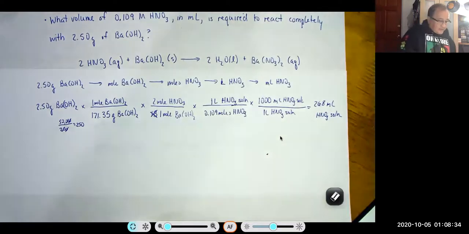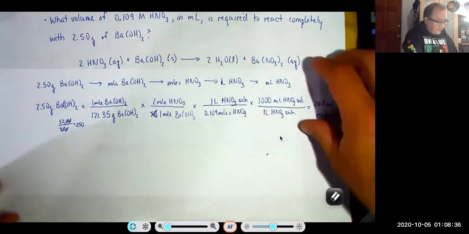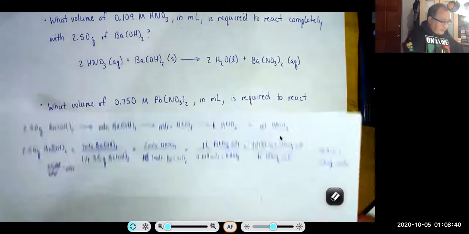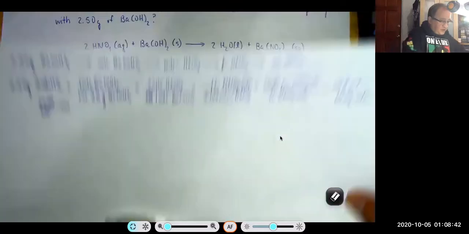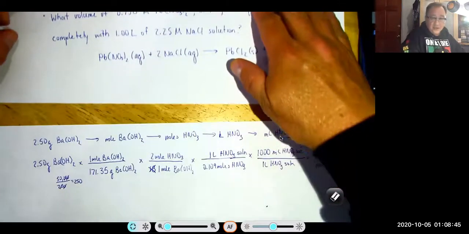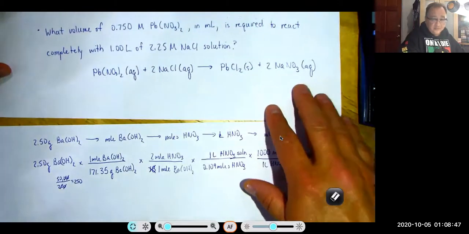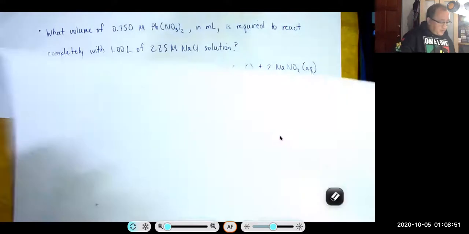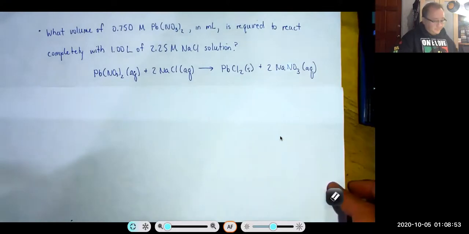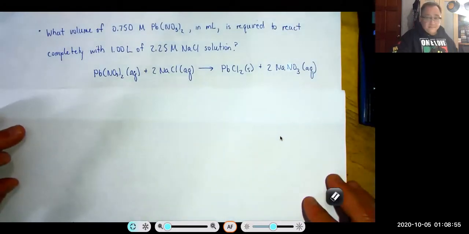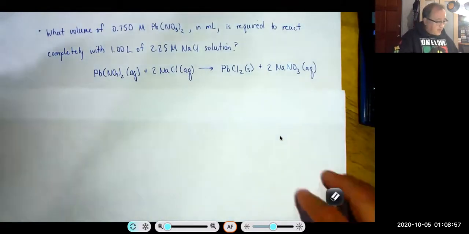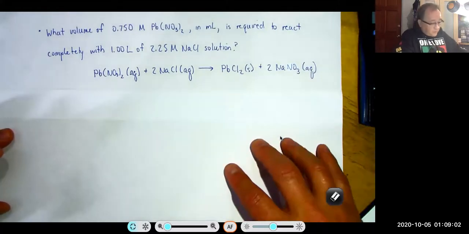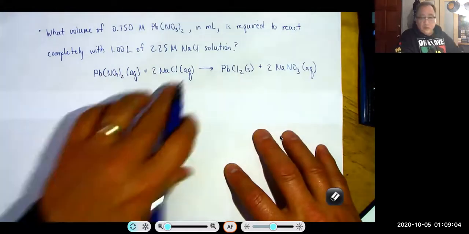So that's another example of a fundamental titration type problem. Let's take a look at another problem here. I'm going to shove this up like this so we can see this example. What volume of 0.750 molar lead nitrate, in milliliters, is required to react completely with 1.0 liters of 2.25 molar sodium chloride solution?